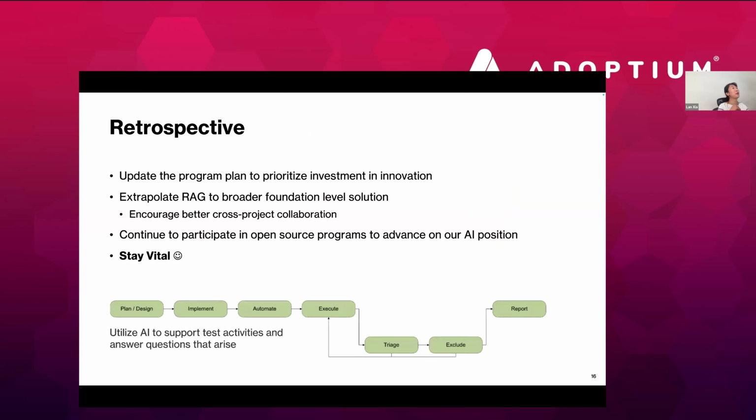That's for the retrospective. Because of the GPU resource problem, we are going to update our program plan to prioritize investment in innovation. This is a big thing in AQAvit. And with the VIT AI, we do see the potential with RAG. So we may extrapolate RAG to a broader foundation-level solution, because that will encourage better cross-project collaboration. We will definitely continue to participate in open source programs to advance our AI position. And last but not least, to stay vital.